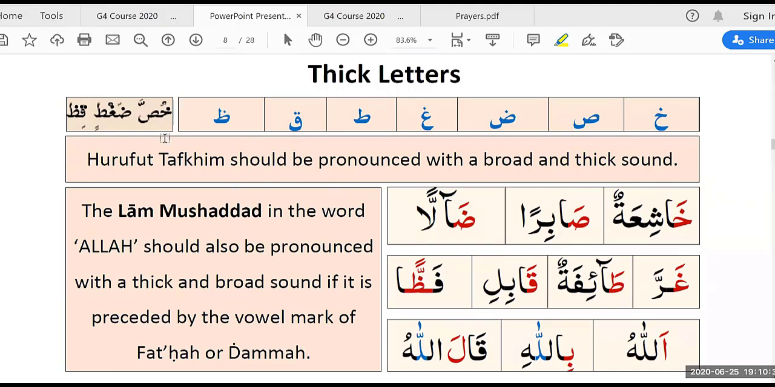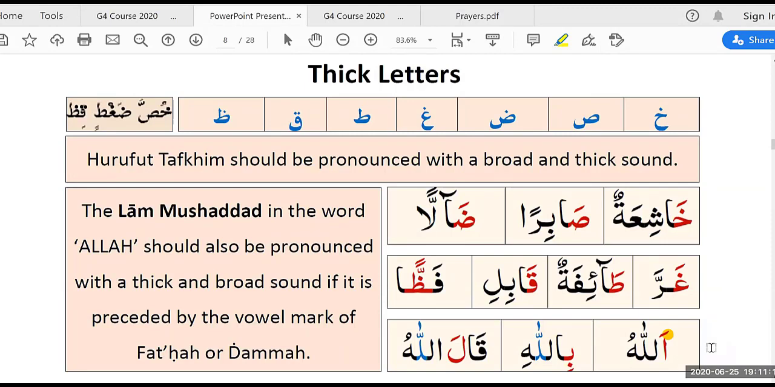So apart from these 7 huruf at-tafkhim, we have 2 exceptions. So we have the lam mushaddad in the word Allah, and then we have the letter ra. So now we are going to look at the cases in which we should make these 2 letters thick. So the lam mushaddad in the word Allah should only be pronounced with a thick and broad sound if it is preceded by the vowel mark of fatha or dhamma. So we can see here in these examples, we have the word Allah, and then alif is carrying a fatha. So we have to make the sound of lam thick.